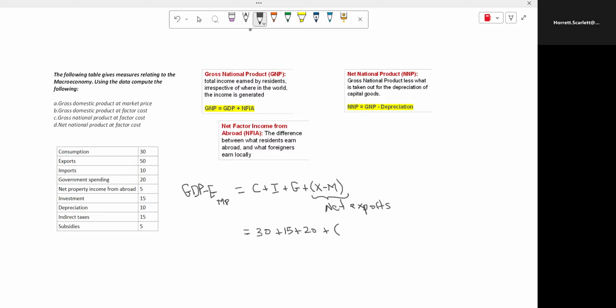So do we know what the export is? Well, the export is 50. But because it is the net exports, we have to subtract the imports from it. So minus, what's the import? It is 10.